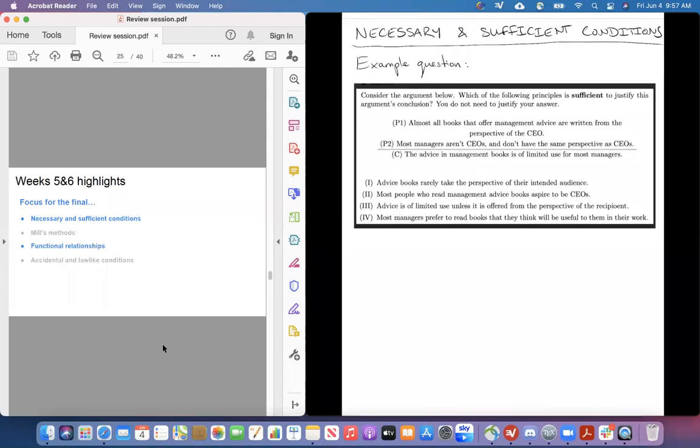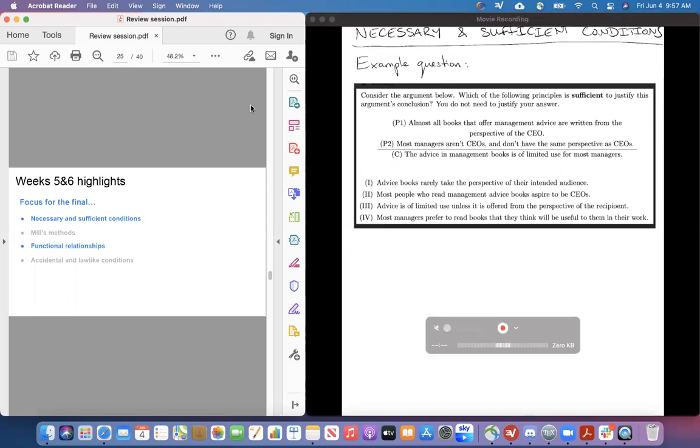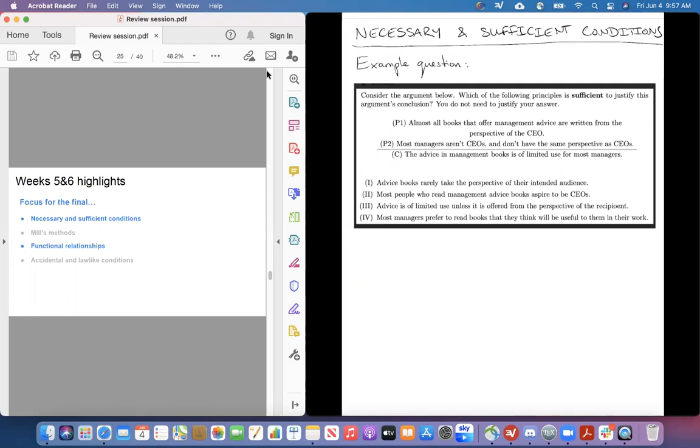The sort you can expect to see testing your knowledge in this area. So again, it's one of these written English arguments. You've got 4 principles and you've got to pick the one, in this case, which is sufficient. So it says, consider the argument below. Which of the following principles is sufficient to justify this argument's conclusion? And again, it says you do not need to justify your answer, that means do not leave this blank.